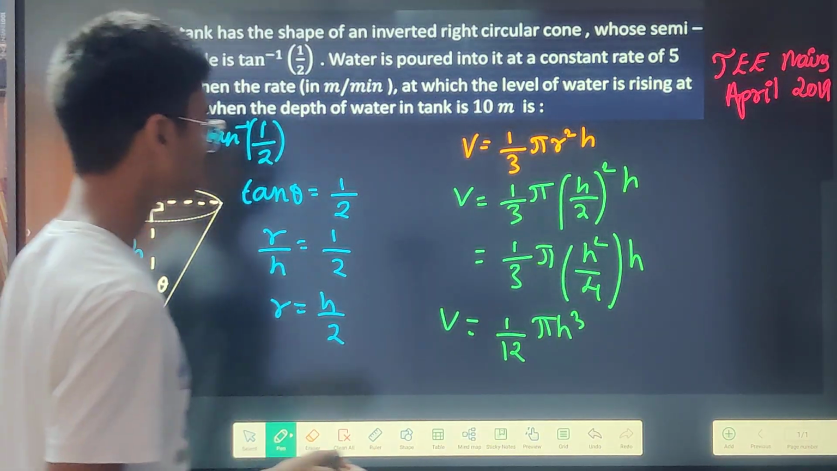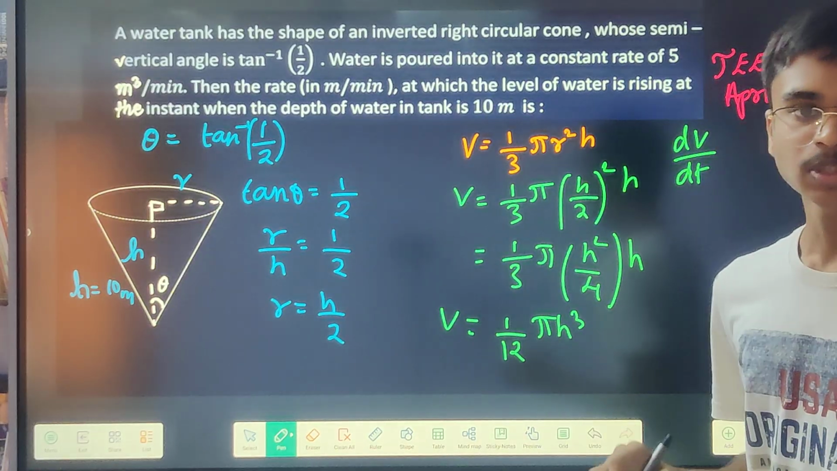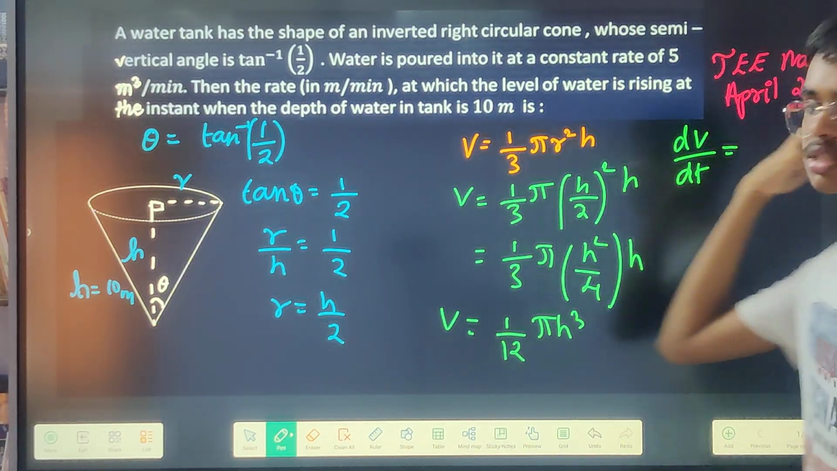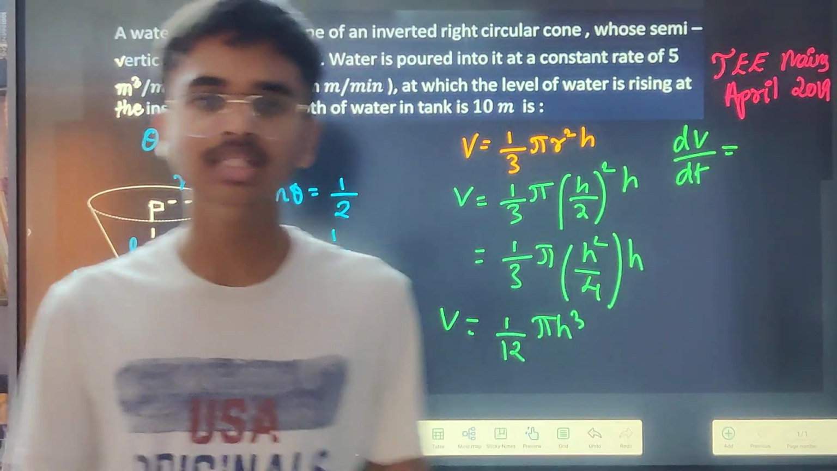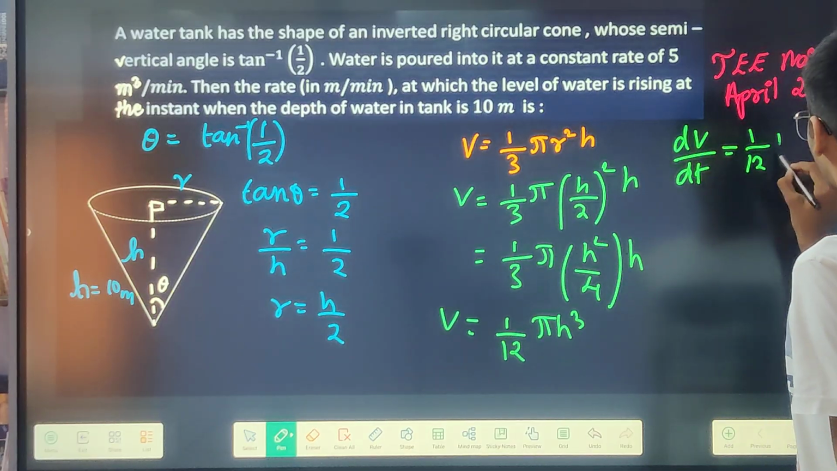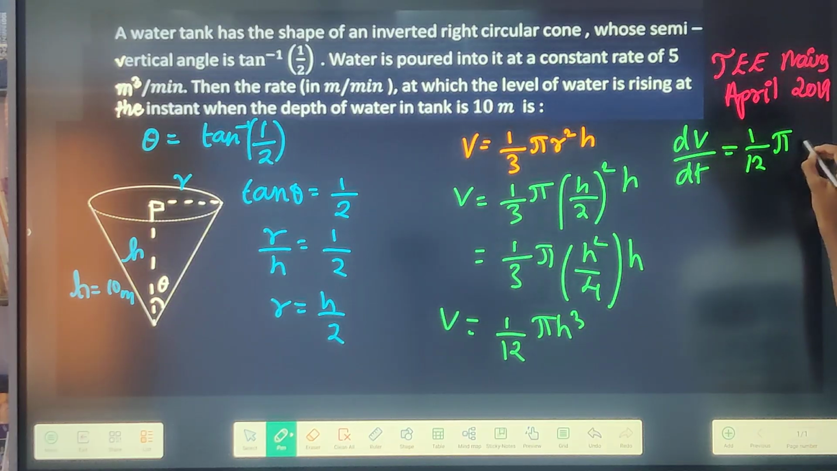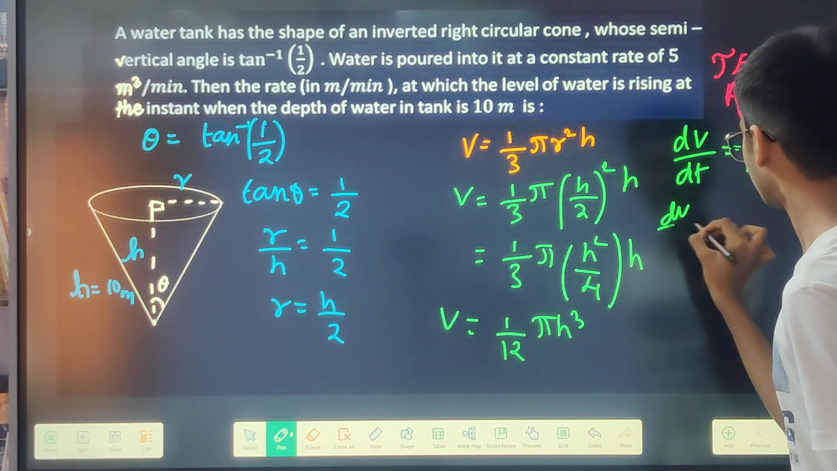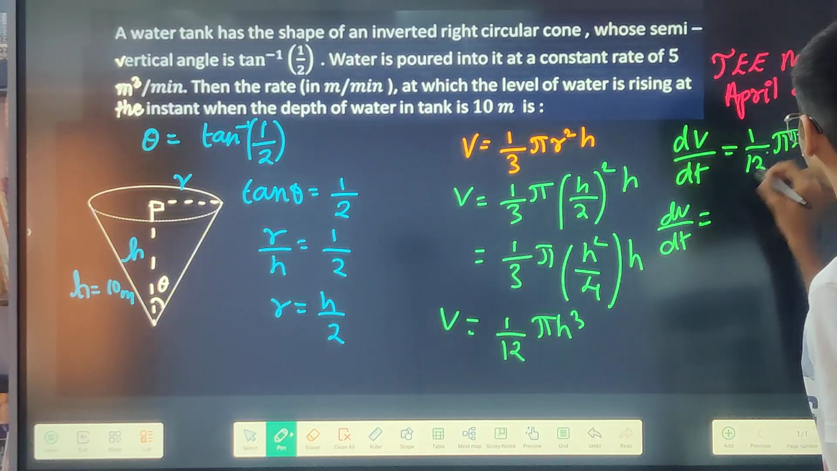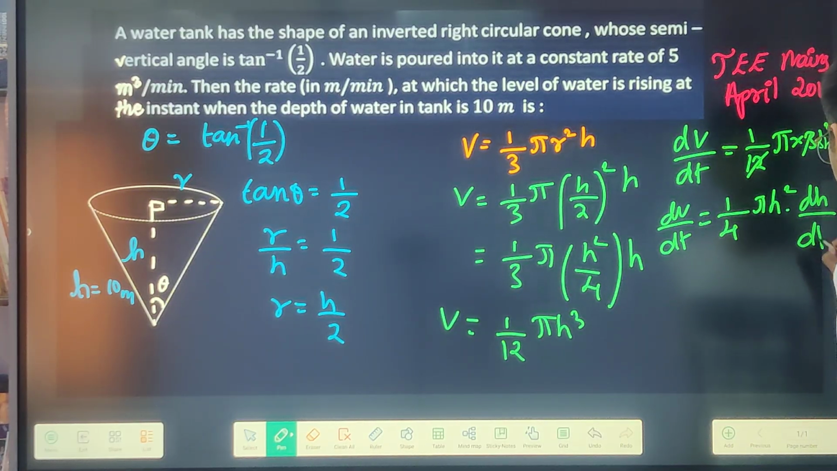Now you will have to differentiate this equation. So dV by dt, with respect to time only. Not only here, in most cases you will have to differentiate with respect to time, because the driving force over here is time. It is 1 by 12 into pi into h cube, where these are all constants. The derivative of h cube is 3 h square into dh by dt. So dV by dt is 1 by 4 pi h square into dh by dt.